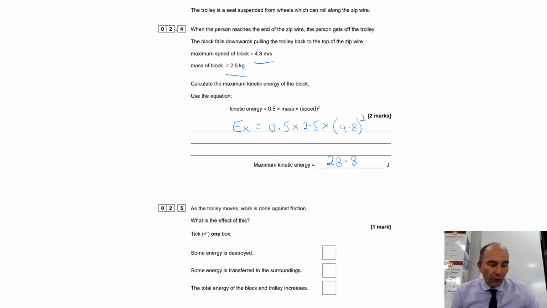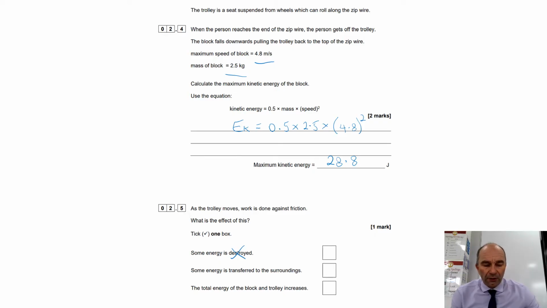And then on question 2.5, as the trolley moves, work is done against friction. What is the effect of this? Now, obviously that first answer is ridiculous. Conservation of energy, energy can't be created or destroyed, so we know straight away that answer is absolute rubbish. Some energy is transferred to the surroundings. Okay, that's definitely possible, and the total energy of the block and the trolley increases.